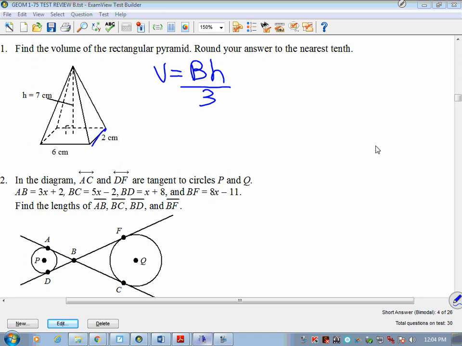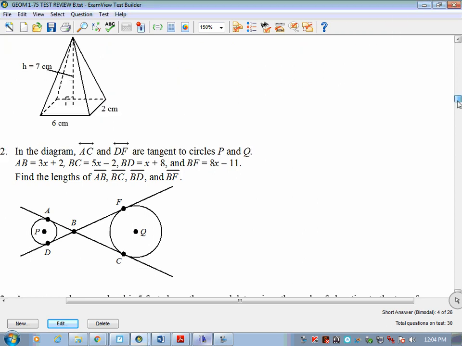So my base here, notice that it's a rectangle, so what's the area of my base? 12. So I have 12, what's my height? 7. 7 divided by 3. Okay, 12 times 7, it's 84. 84 divided by 3 is 28. All right, let me check and see. Yep, 28 centimeters cubed. So we're finding volume. All right, we'll come down to this guy.